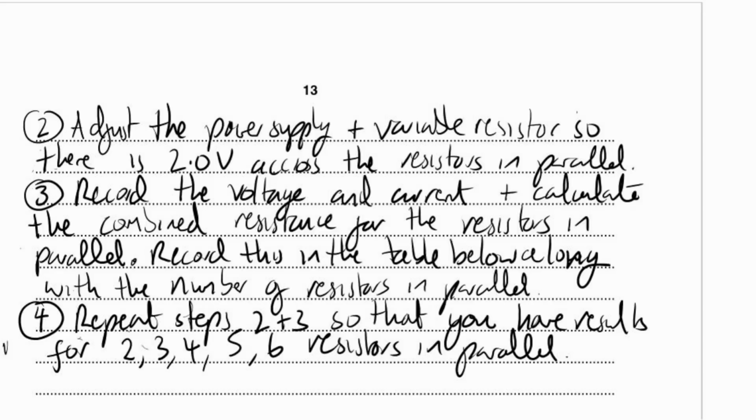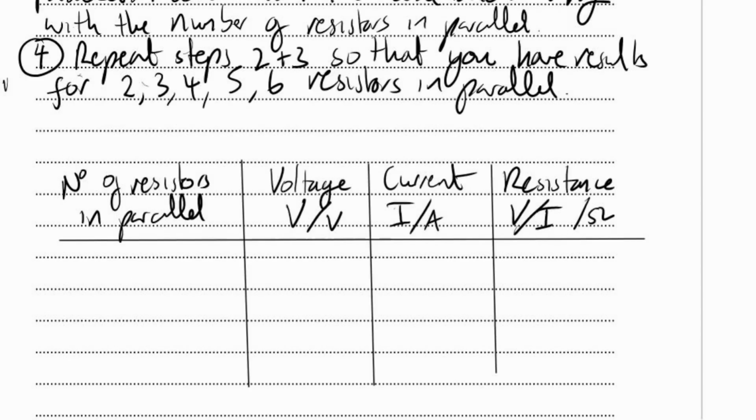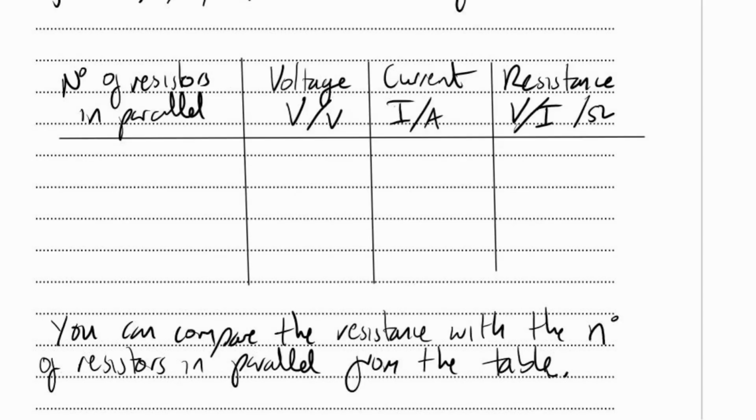Okay, now we'll draw out the table that we're going to use. We've got number of resistors in parallel, just an integer, voltage V in volts, current I in amps, and resistance, which is calculated as V over I, and that's in ohms. Then our final point would be just to say you can compare the resistance with the number of resistors in parallel from the table. And that's it.